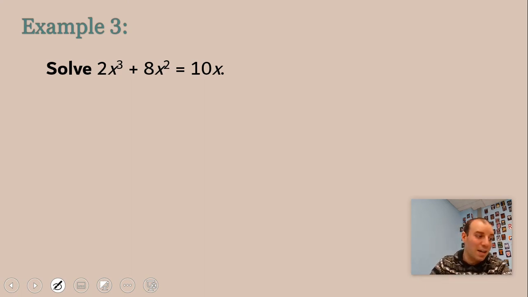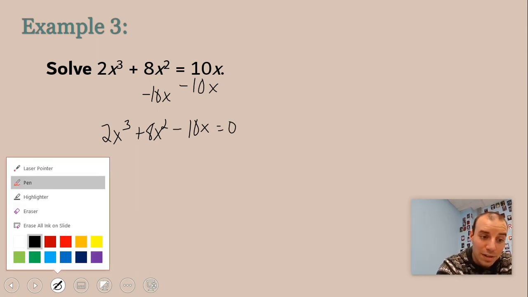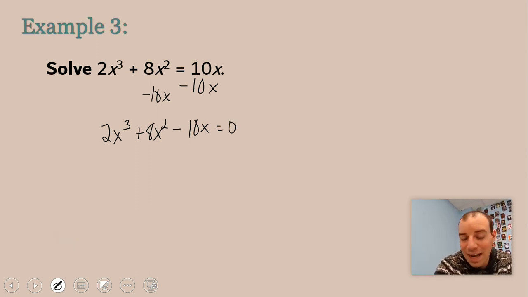This one is asking us to solve. So not just to factor, but to solve. So in order to solve, we need to set it equal to 0. So let's start by subtracting 10x. So then we've got 2x cubed plus 8x squared minus 10x is equal to 0. Find the greatest common factor. What can I take out of all these?